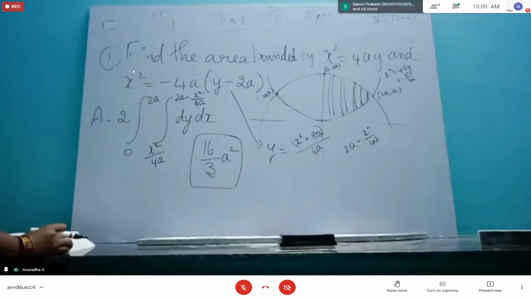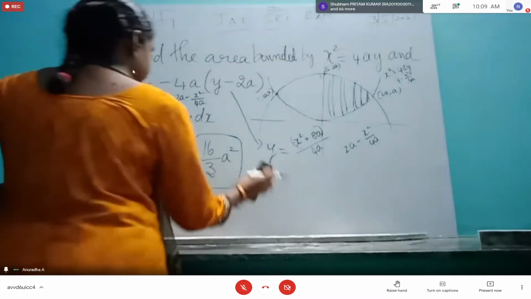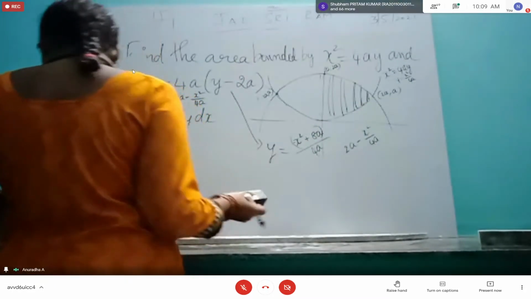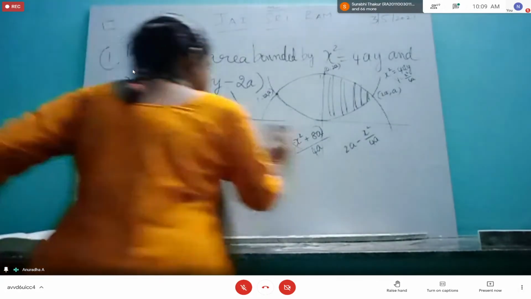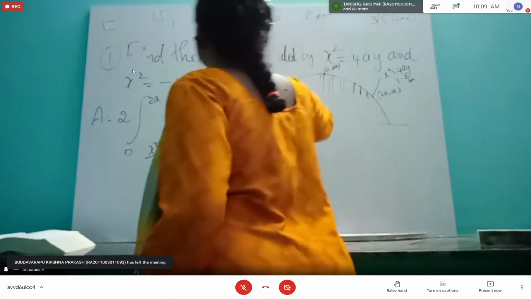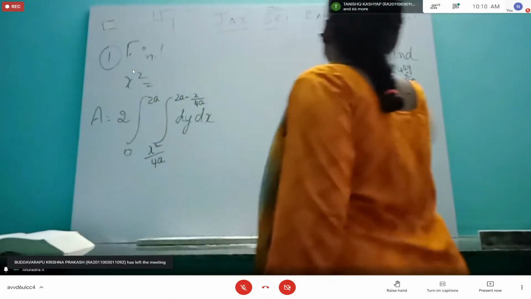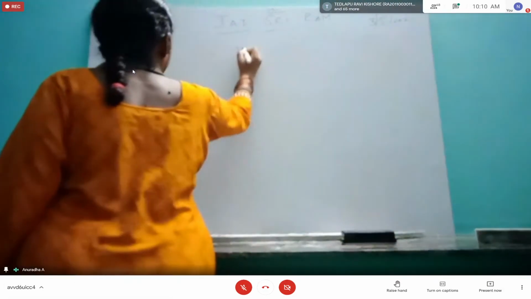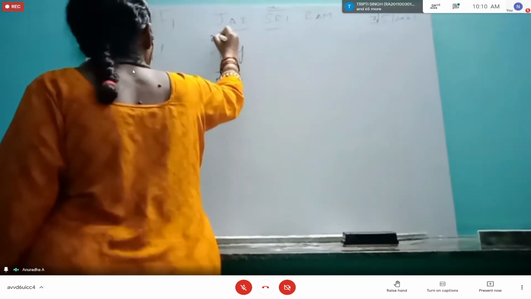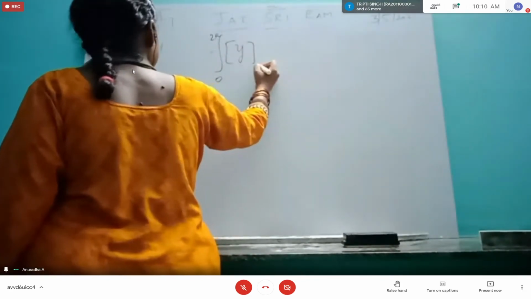Can I erase? Anyone taking down anything? Ma'am, can you solve this? I am getting a different answer. Okay. Can I erase the diagram? No space. So integration will be y, outer limit 0 to 2a. Ma'am, done. I got it. Sorry. Okay.